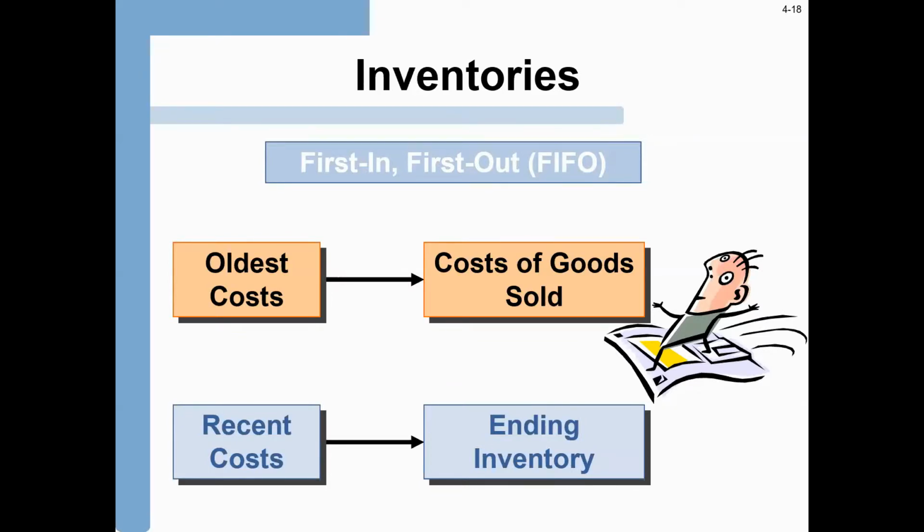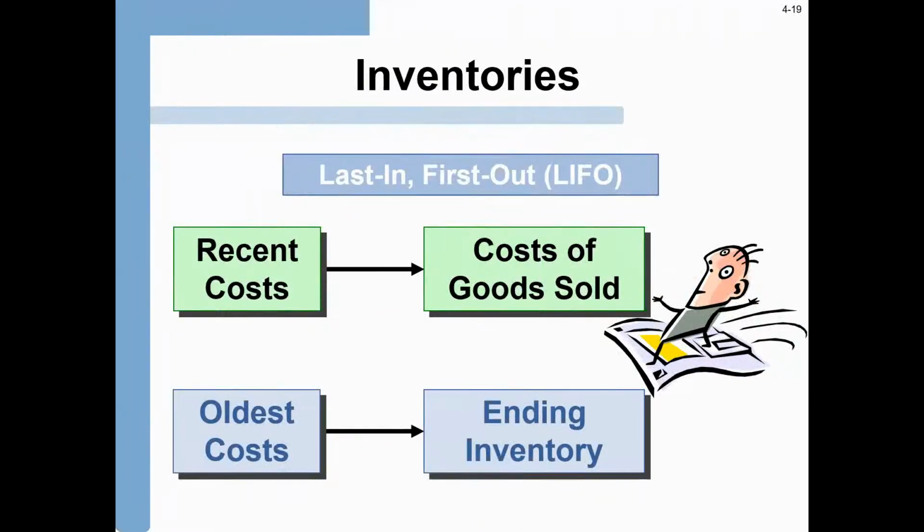Now, next one is LIFO. LIFO is last in, first out, totally opposite to FIFO. In the LIFO method, the recent costs are reported in cost of goods sold in the income statement, which means that the recent costs are expensed out in the income statement. On the opposite side, the oldest cost, we are going to write them as the inventory value as a current asset in the balance sheet, or we can also say that we can capitalize them in the balance sheet.